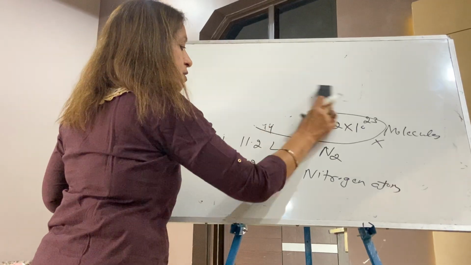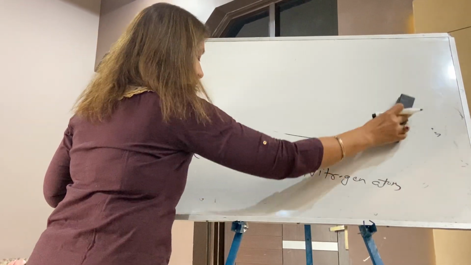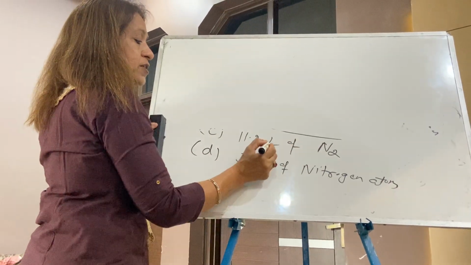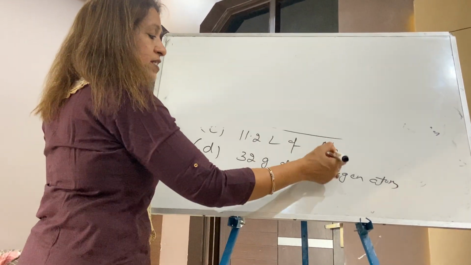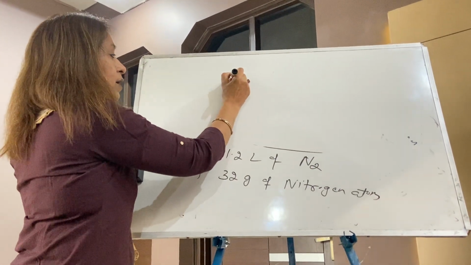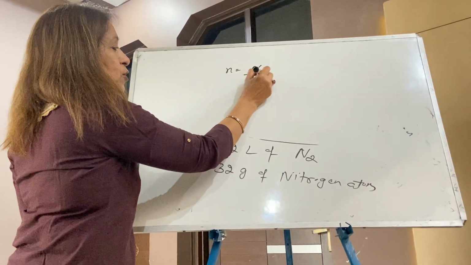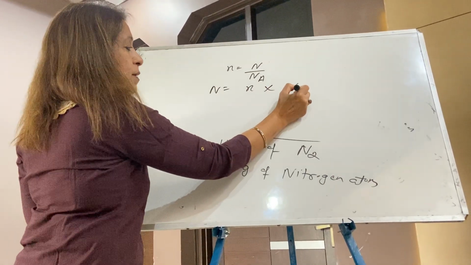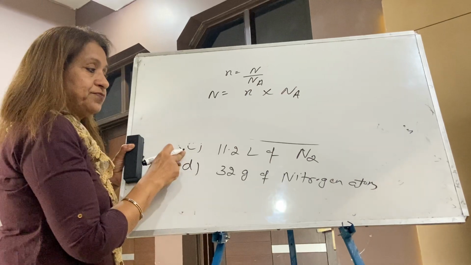Now I am taking the third part, C part, volume. How many molecules? Because it is a gas, it's a volume. Volume is related with gas, gas is related with molecule. So we are calculating molecules, okay? Now your formula was going on, n is equal to N by Avogadro's number, N is equal to n into Avogadro's number. This is C part.